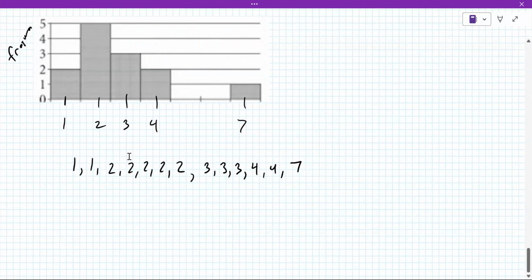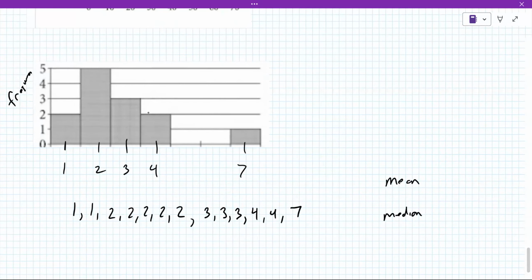So here's what I'm going to ask you to do. I'm going to ask you to find the mean and then the median. And you're welcome to use your calculator. You are welcome to use the techniques we talked about earlier. Sometimes it helps to know how many numbers there are. 2, 5, 3, 2, and 1. So there are 2 plus 5 plus 3 plus 2 plus 1 total. Looks like there are 13 numbers. That might help.